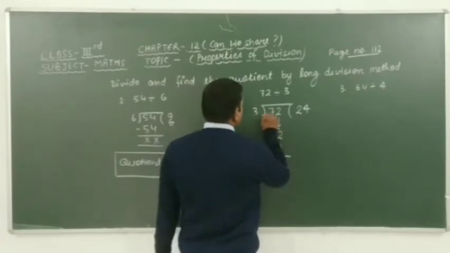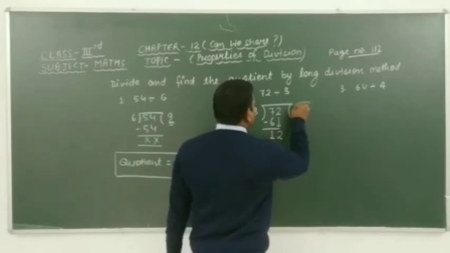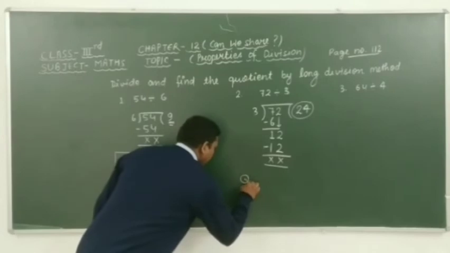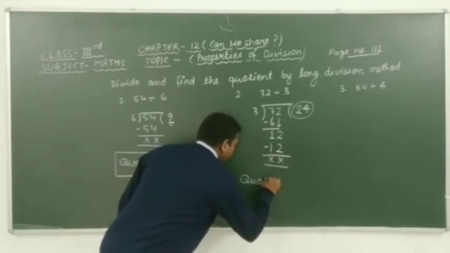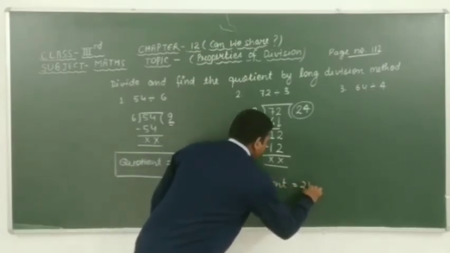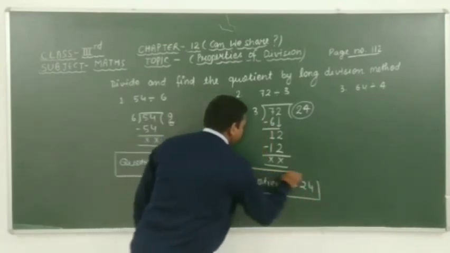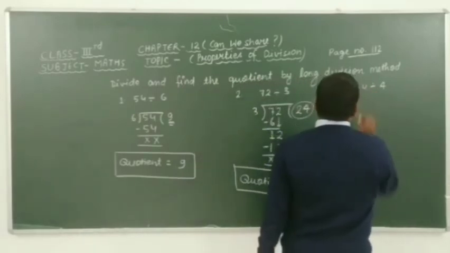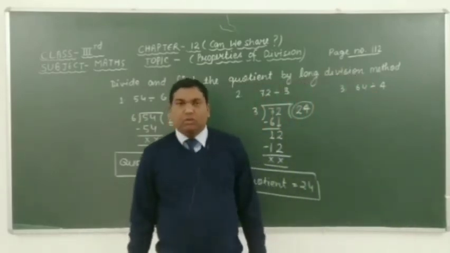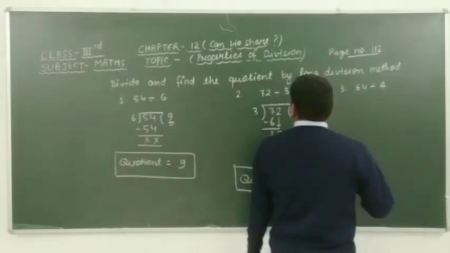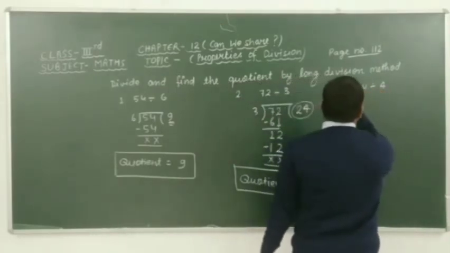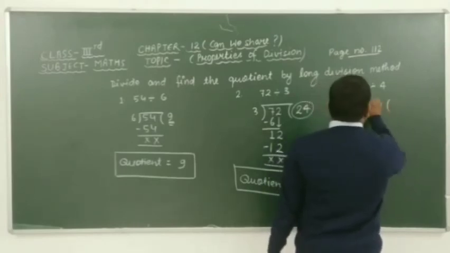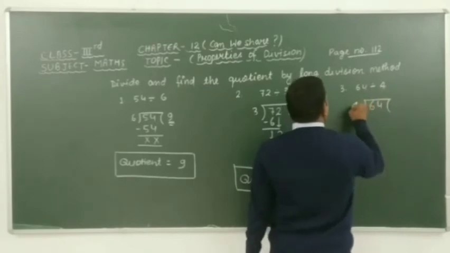Okay students, after dividing these we get 24 as the quotient. Therefore here we can write quotient is equal to 24. Understand? And in question number 3, it is given 64 divided by 4. Now let's start the solution of question number 3. Firstly we have to take the division of 64 by 4.